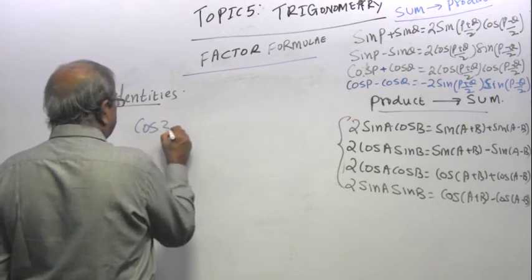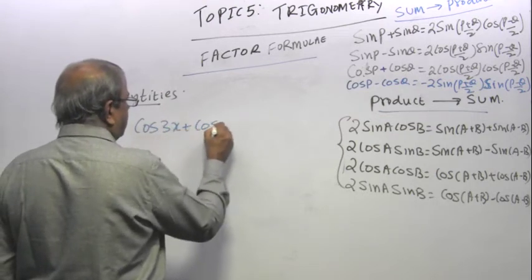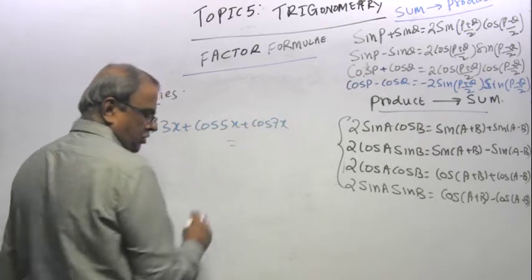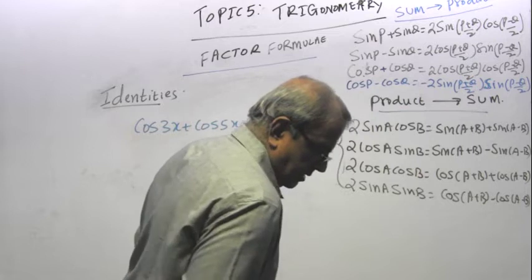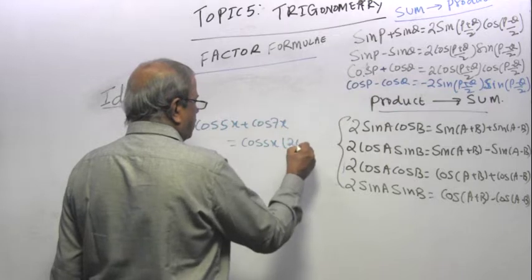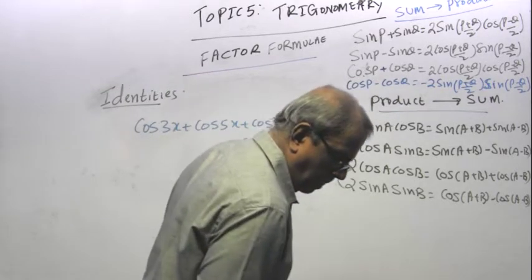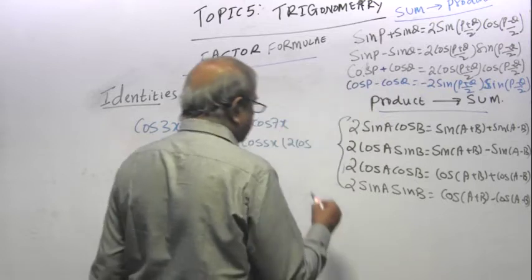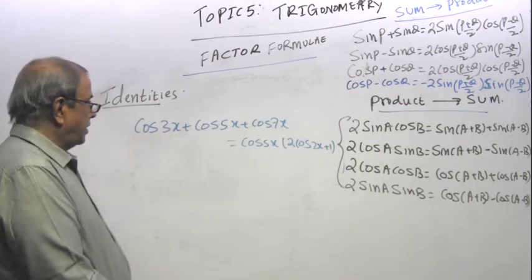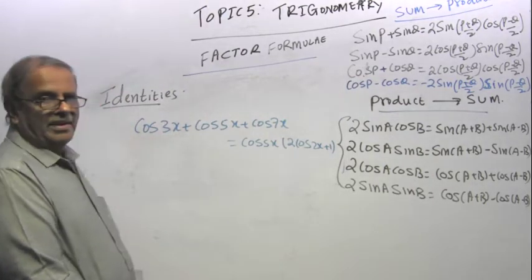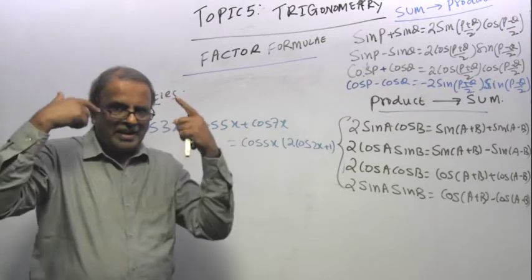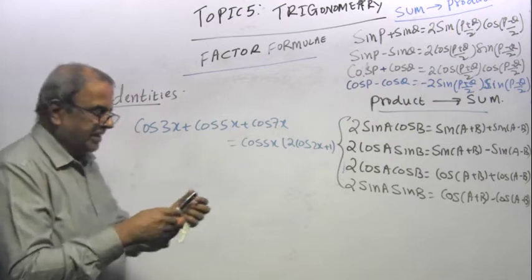Cos 3x plus cos 5x plus cos 7x equal to cos 5x times 2 cos 2x plus 1. Ooh. Now this is where, you see, that's the beauty of these questions. They make you think, improve your brain capacity and reasoning ability.